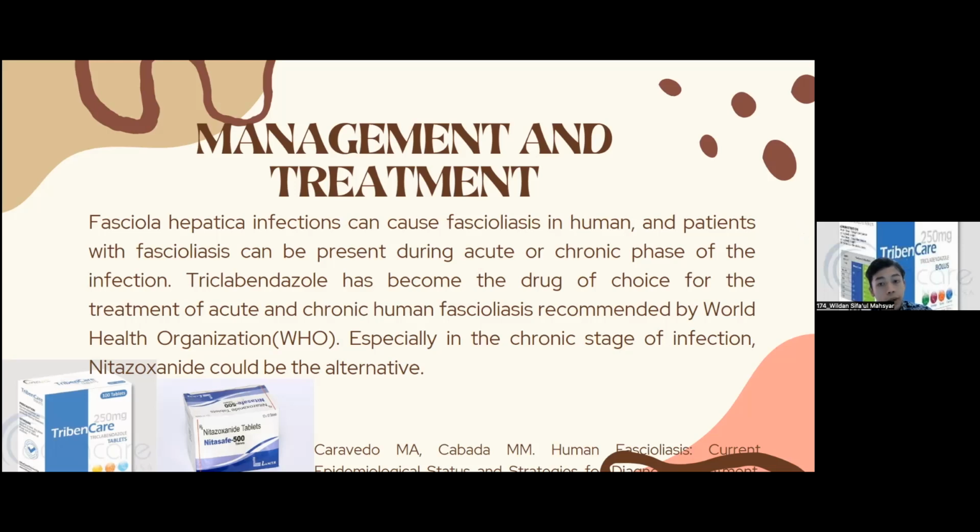Especially in the chronic stage of infection, nitazoxanide could be the alternative. Nitazoxanide is given orally with food. The dosage regimen for adults is 500 mg orally twice a day for 7 days.